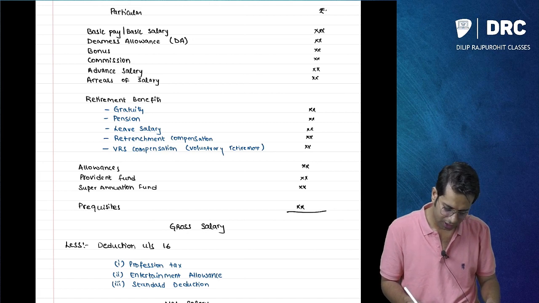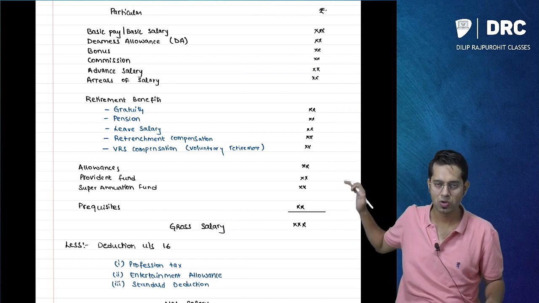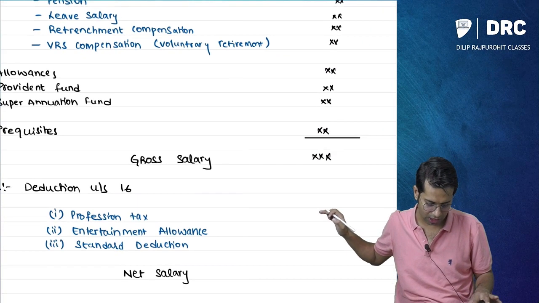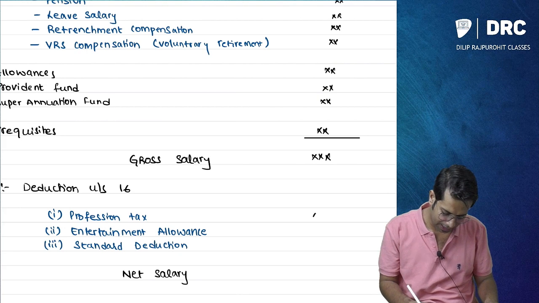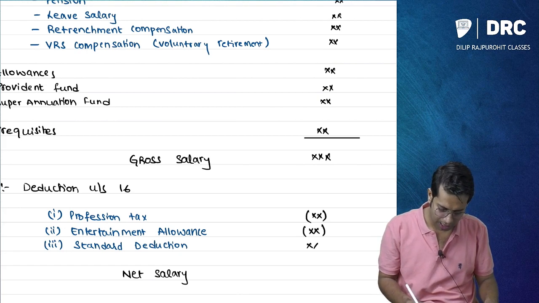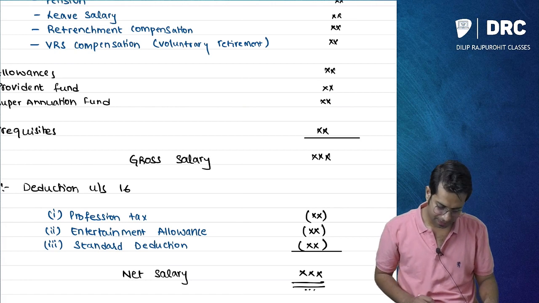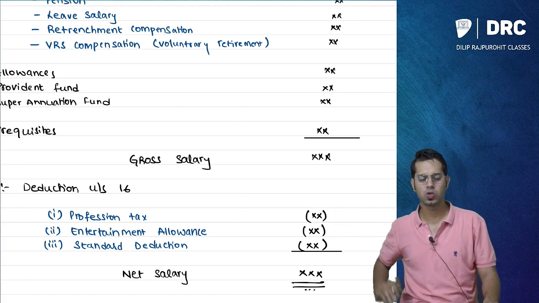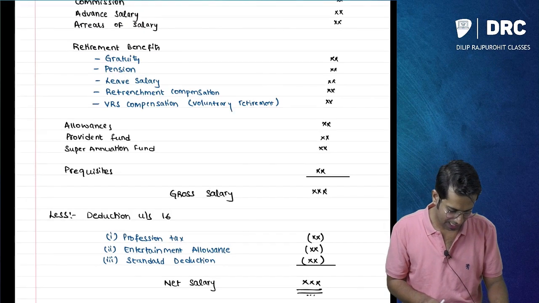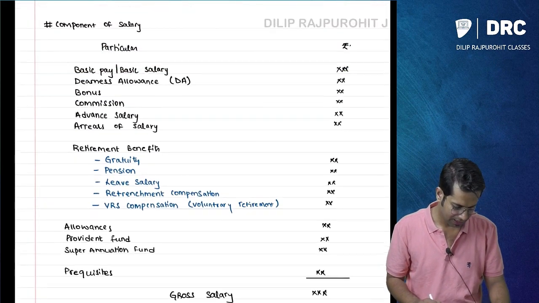Once I add all these amounts, I will get my gross salary. From this gross salary, I should subtract something called deductions. There are 3 deductions. I subtract these 3 deductions, I will get my net salary. It is also called taxable salary. I will get my net salary or taxable salary.